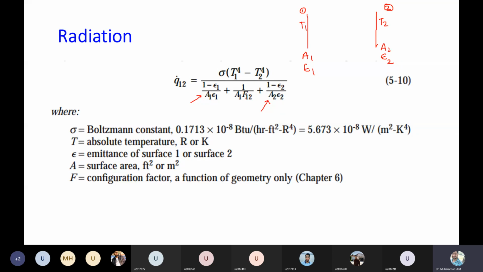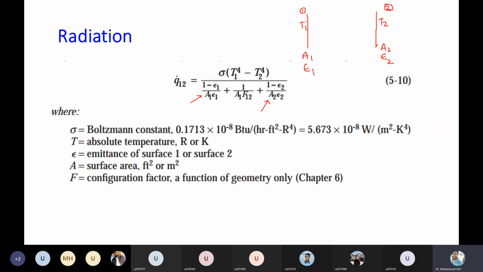This is also called view factor, also called configuration factor. It has three different names: view factor, configuration factor, or the shape factor, right? So this is basically the representation of the space resistance, whereas these two terms are the representation of the surface resistance. So this is basically the overall resistance of the radiation.